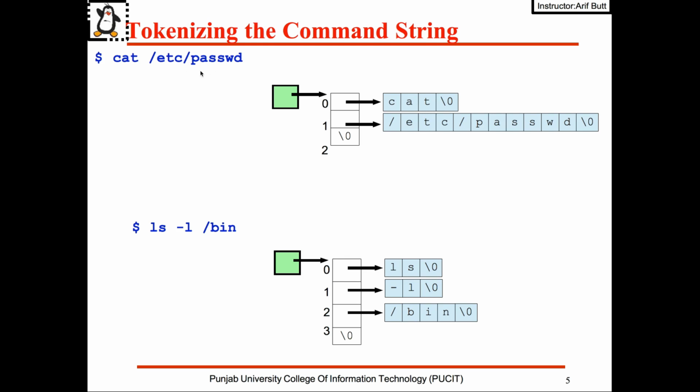And this command needs to be tokenized. For example, this first token is assumed to be a command, this next token is assumed to be an argument to this command, and then we have a null over here. And similarly over here we have 3 tokens. The first token is a command, then we have the option to the command, and the third token is the argument to the command, and then we have the null.